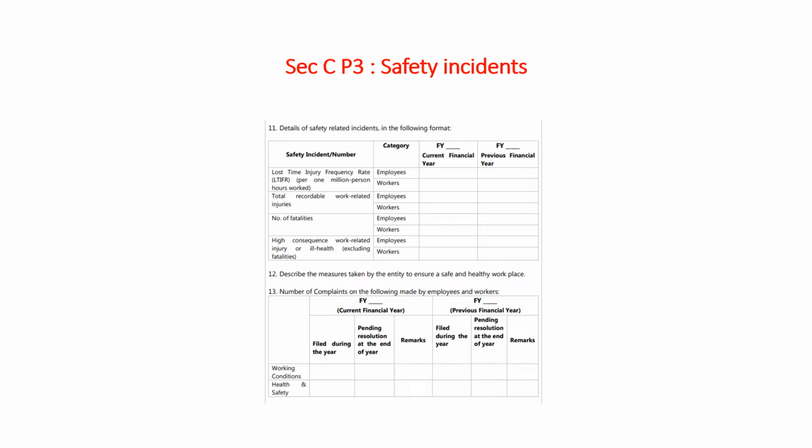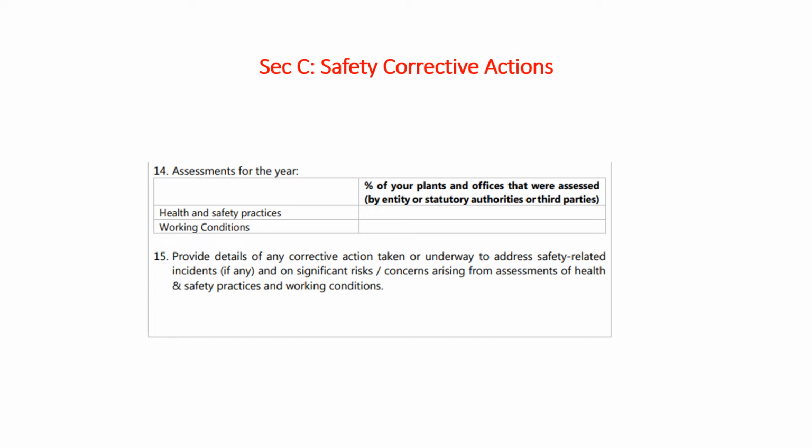And the number of complaints on the following made by employees and workers, so on working conditions and health and safety, and whether similar has been done. What is the percentage of the plants and offices that were assessed, either by you as a company or by government or any other third party, on health and safety practices and working conditions, and based on those assessments, whether any corrective action plan has been taken or is underway. Such things are to be given in this part of the format.